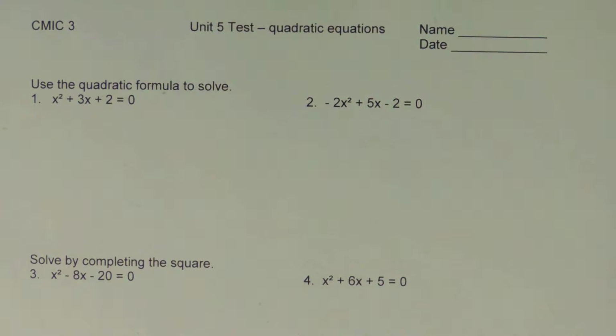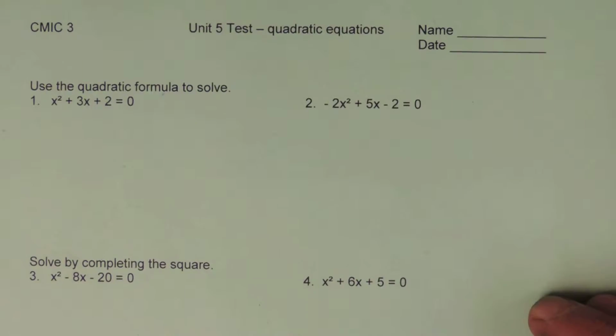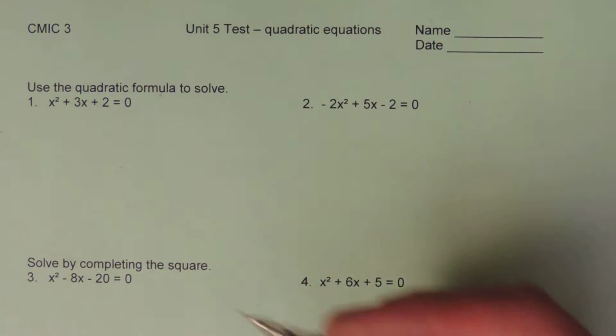Unit 5, practice test number 3. Question 1. Quadratic equations. Instructions say use the quadratic formula to solve. So with the quadratic formula, step number 1 is find A, B, and C.